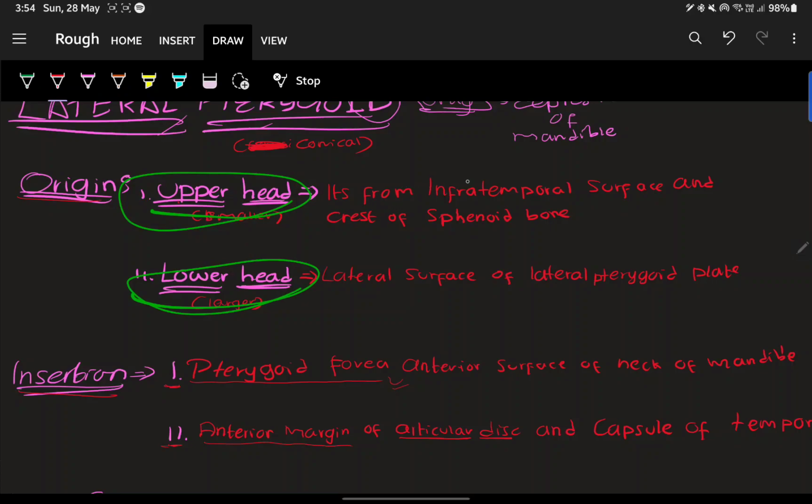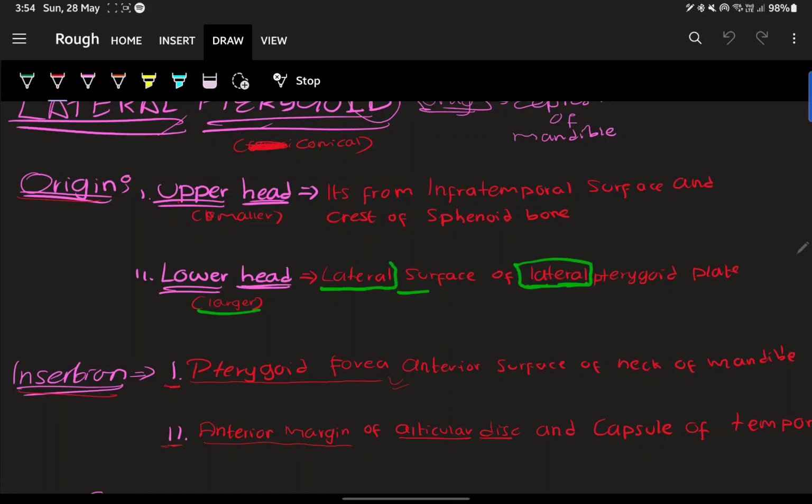Okay, the upper head is from the infratemporal surface and crest of sphenoid bone, and the lower head, which is the larger head, which you can't see here, is from the lateral surface of lateral pterygoid plate. Okay, you can see lateral comes twice.